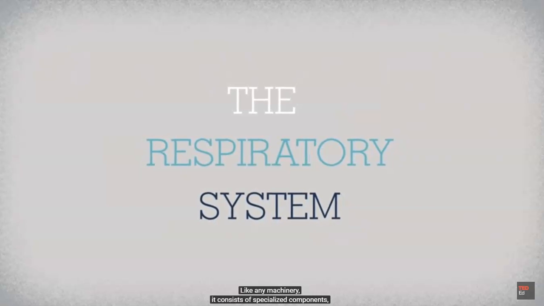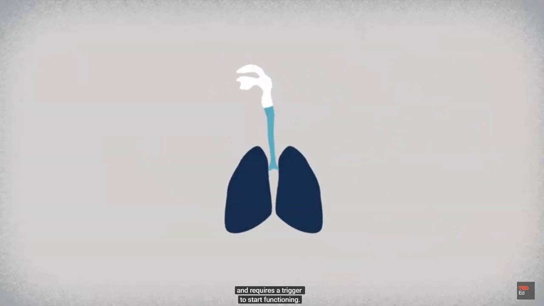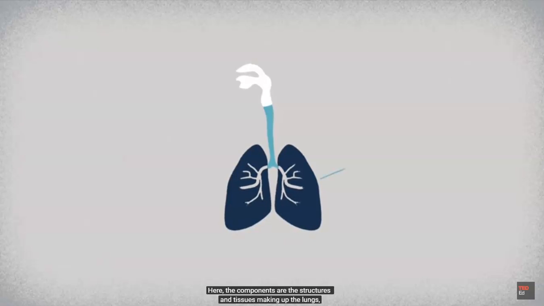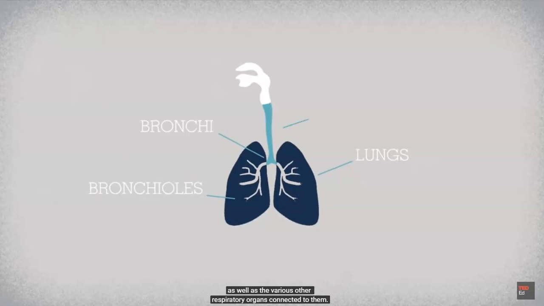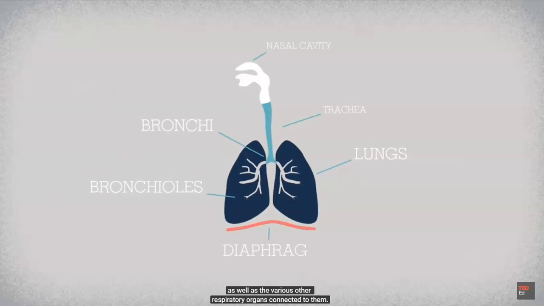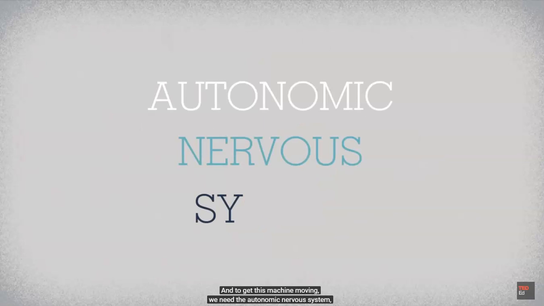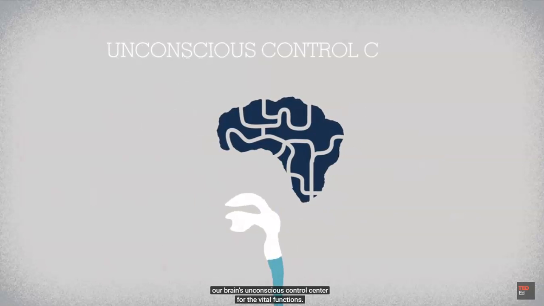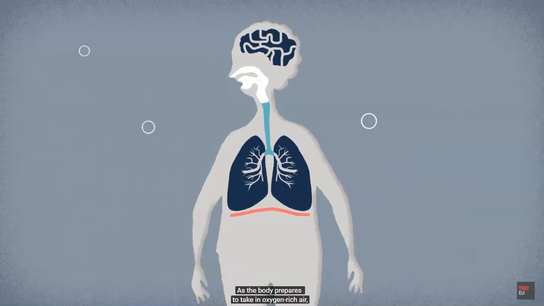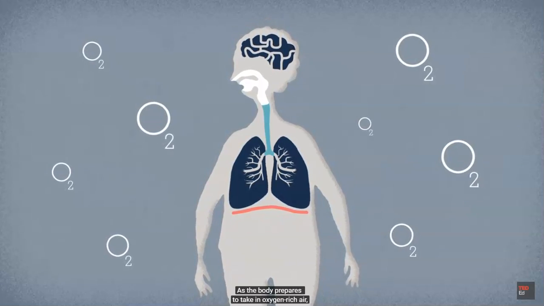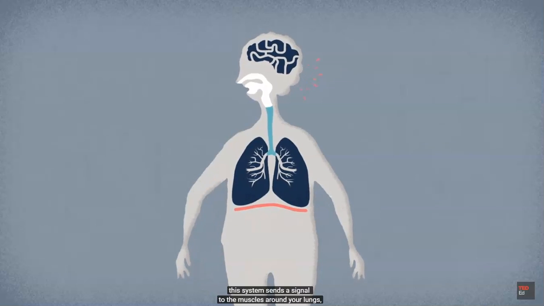Like any machinery, it consists of specialized components and requires a trigger to start functioning. Here, the components are the structures and tissues making up the lungs, as well as the various other respiratory organs connected to them. And to get this machine moving, we need the autonomic nervous system, our brain's unconscious control center for the vital functions.